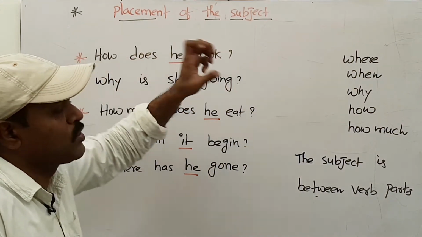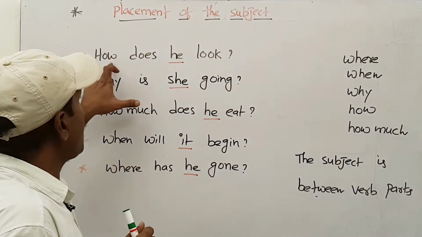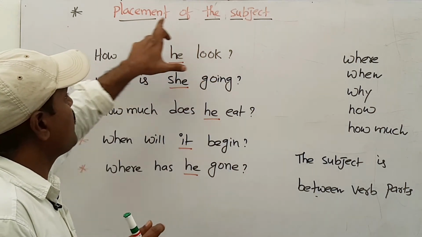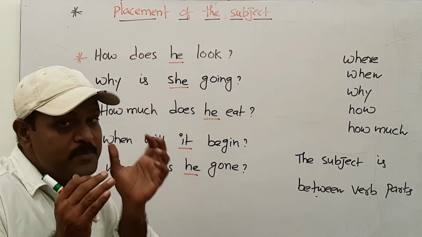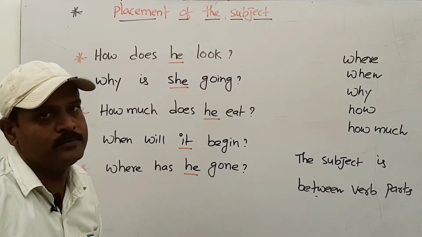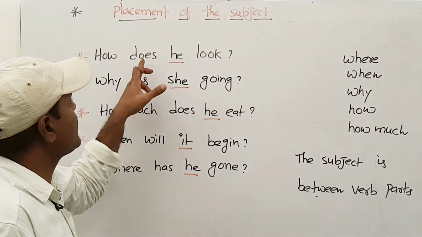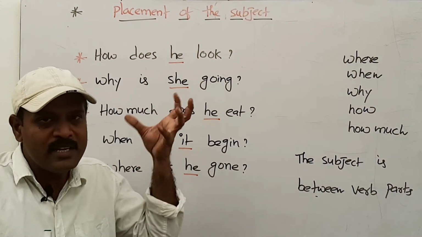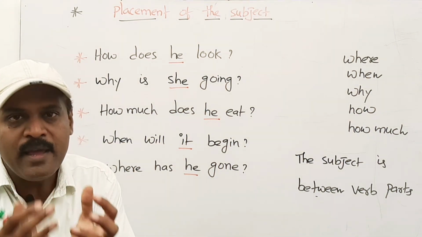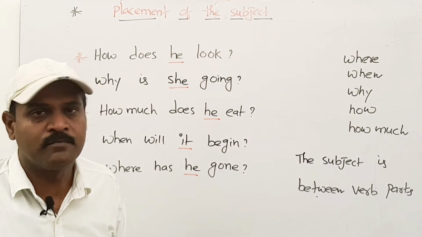How does he look? That is the question. The main question word is how, but the actual verb here is look. The helping verb is does. The subject is he, between does and look. The subject is placed between verb parts like does and look. So that is the question. That's why we have to write down the verb along with the helping verb depending on the tense.